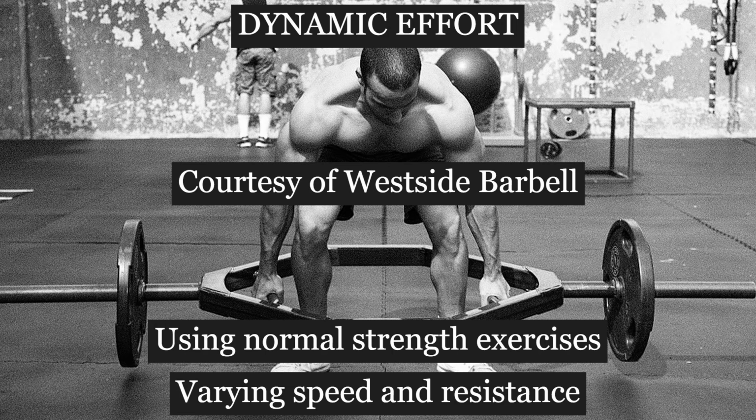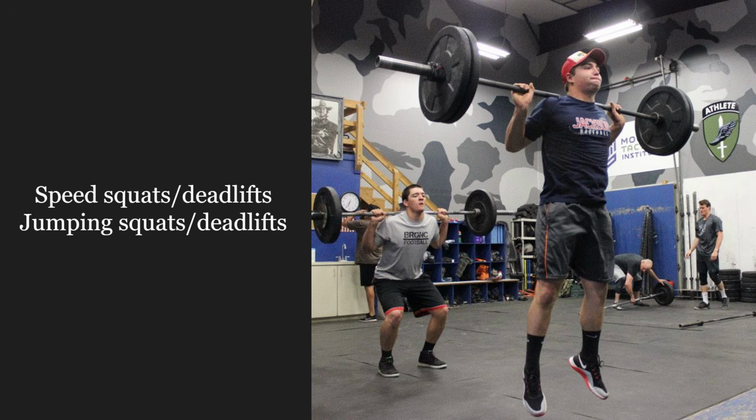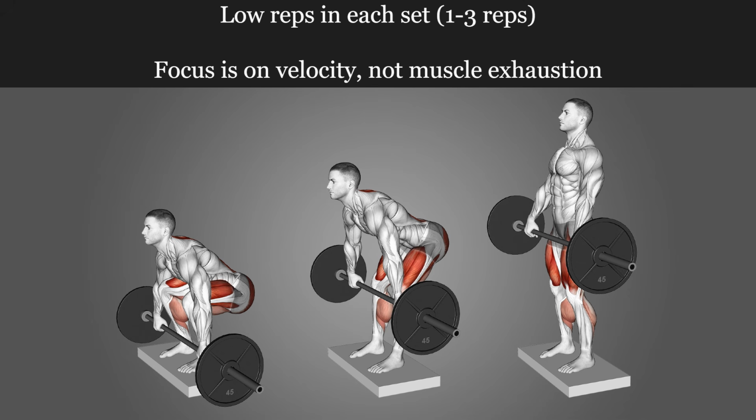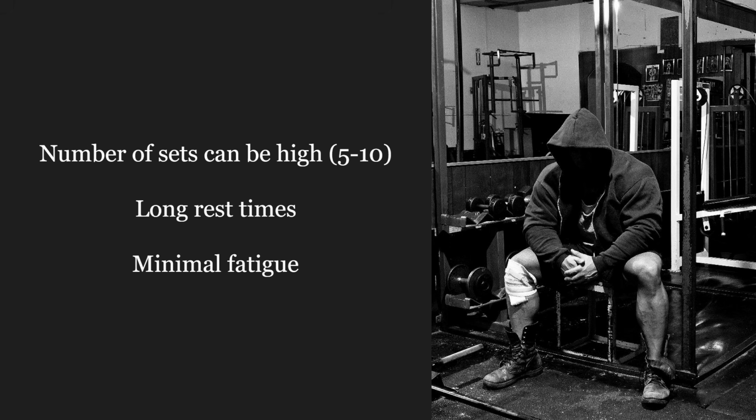The next kind of workout is dynamic effort work. So this involves normal strength exercises like squats, but performed with lighter weights at much faster speeds. So you can do speed deadlifts, speed squats, or jumping back squats, or jumping trap bar deadlifts. Reps are going to be kept very low in each set, no more than 5 reps in a set, and probably more like 1 to 3 reps. The emphasis is on maximum intensity and high speed, not approaching failure or tiring out your muscles at all. The number of sets can be very high, between like 5 to 10 sets, and make sure that you have plenty of rest in between each set so that you don't get particularly fatigued.